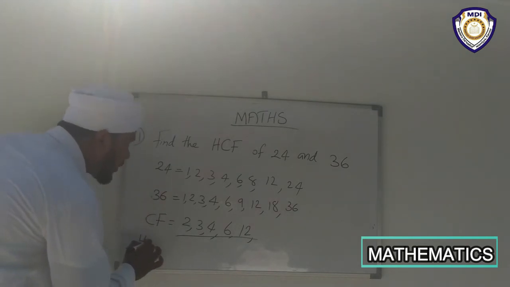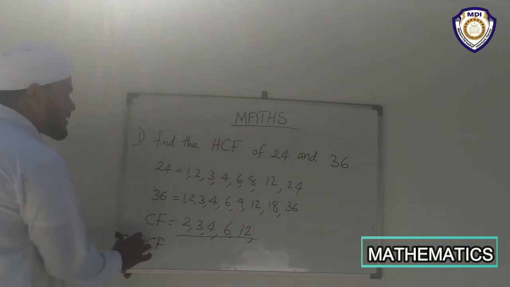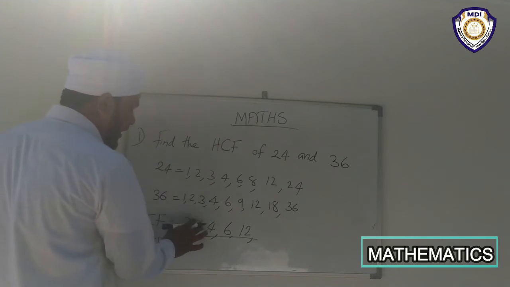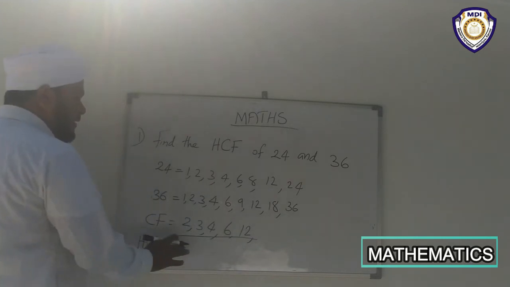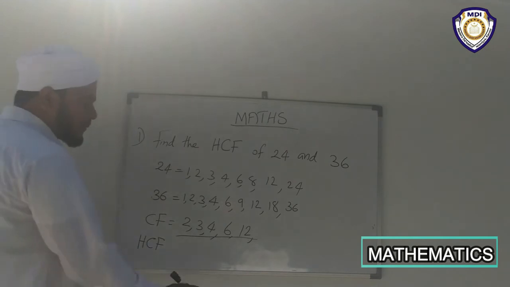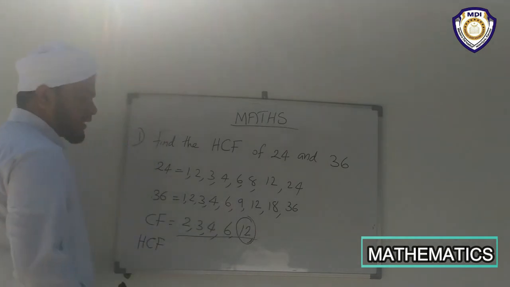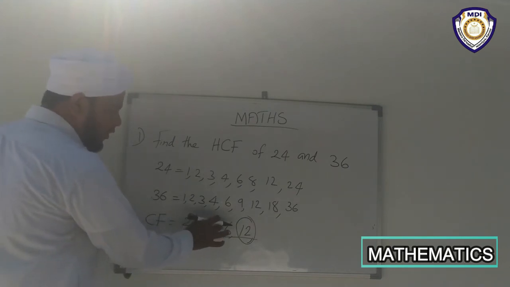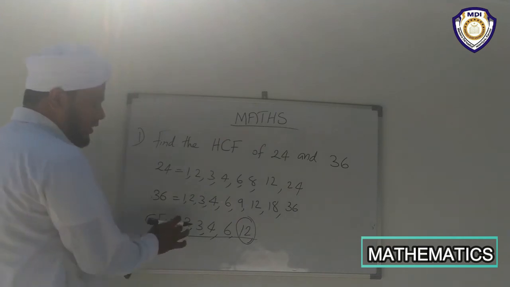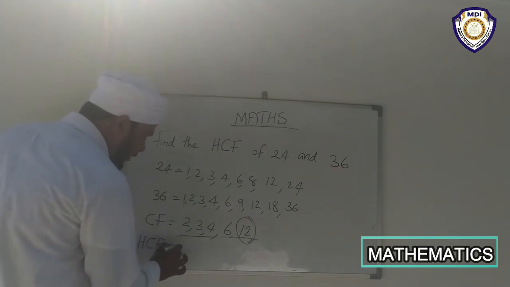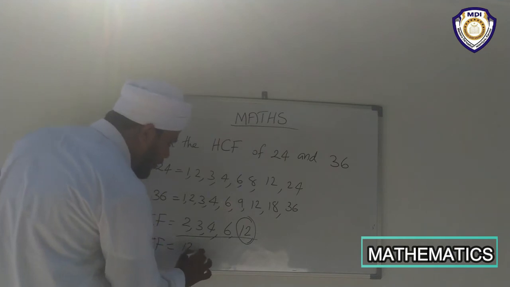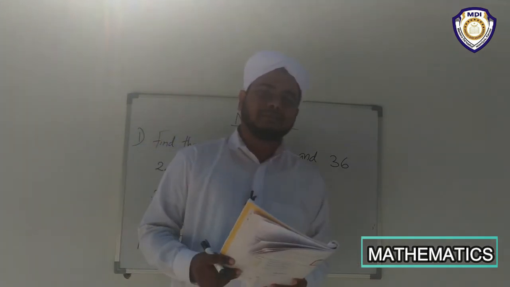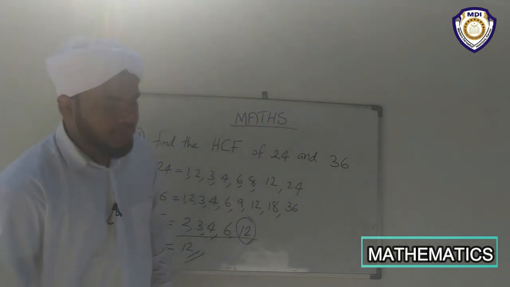Then it is very simple to find out the HCF. Because we get CF 2, 3, 4, 6, 12. Then which is the HCF? Very simple. 12 is the HCF because it is the highest one. Considering 2, 3, 4, 6, 12, 12 is the highest. 2 is the smallest. Okay. Then HCF here is 12. Very simple.